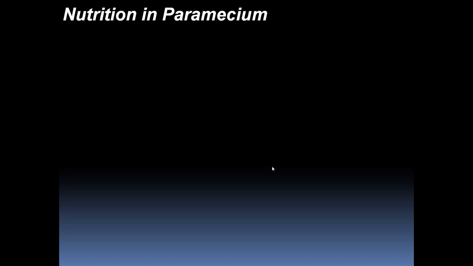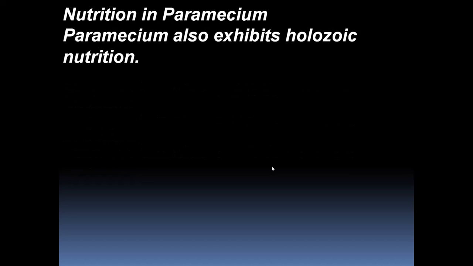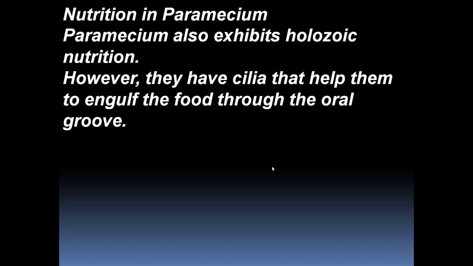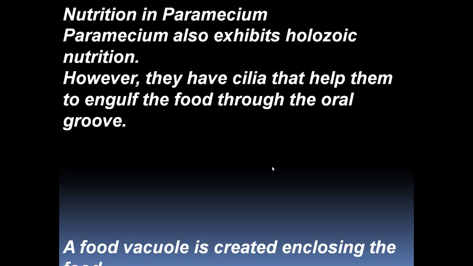Nutrition in paramecium. Here is one more example of a unicellular organism, paramecium. Let us learn how it obtains the nutrition. Paramecium also exhibits holozoic nutrition. However, paramecium have cilia that help them to engulf the food through the oral groove.